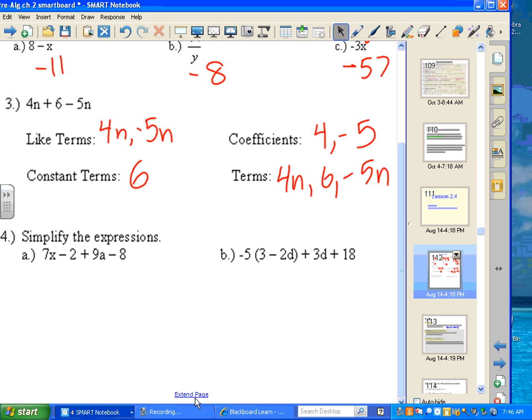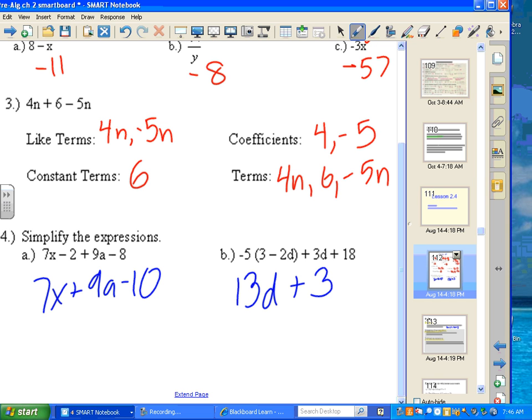Okay, Doug, what did you get for 4A? Good job. Justin, B. Good. 13D plus 3 or 3 plus 13D. Order does not matter. Annalise.